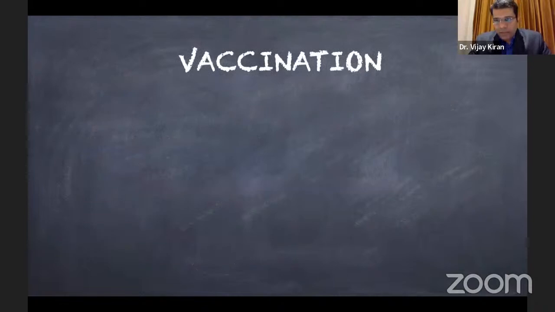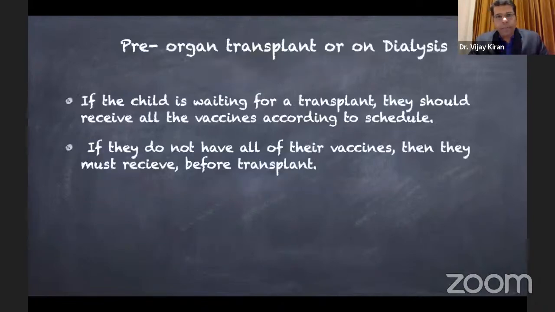Coming to the vaccination which is required in these children. Let us divide into pre-organ transplant and post-organ transplant and some other conditions like nephrotic syndrome. If a child is pre-organ transplant, is on dialysis, and they are contemplating to undergo a transplantation, then they should receive all the vaccinations according to the schedule. If they do not have all of the vaccinations, it is better to postpone the transplantation date and complete the vaccination schedule, and then only go for kidney transplantation.